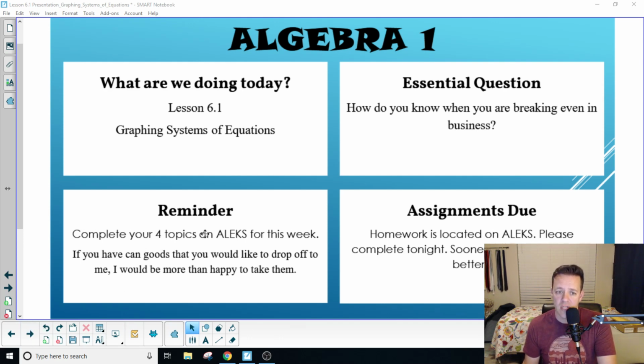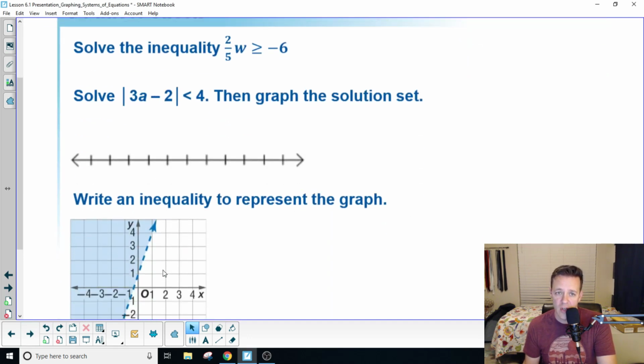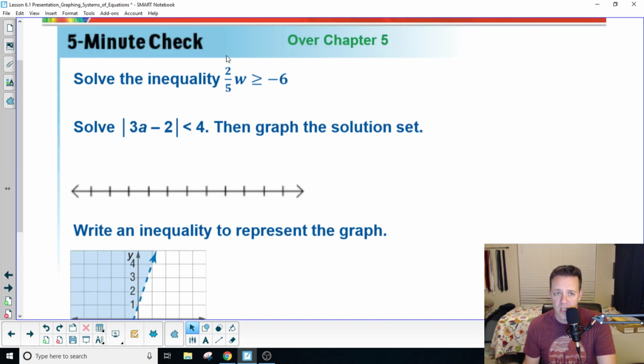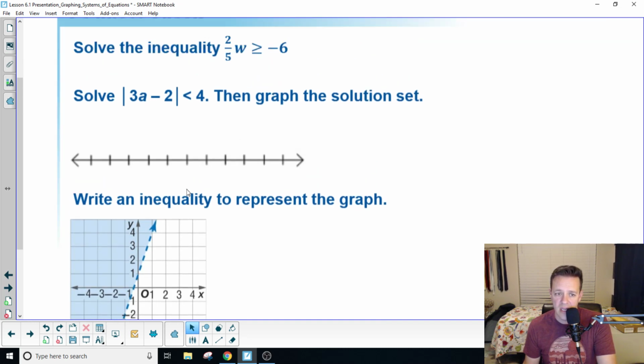Four topics as well are doing ALEKS, and here is your bell work. What I would like you to do is please solve this first equation here, solving the inequality, and then work on the second one as well, pertaining to graphing the inequality or writing. Please ignore this question in the middle. Pause the video and get started, please.